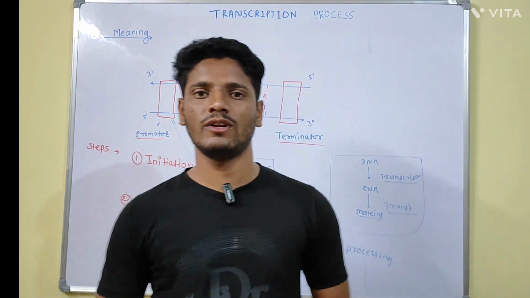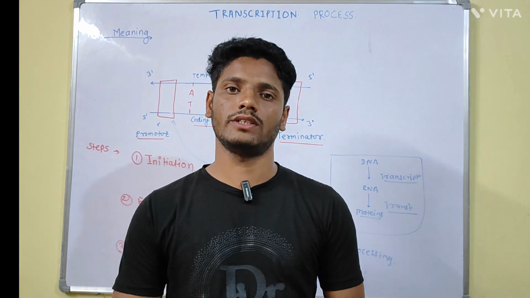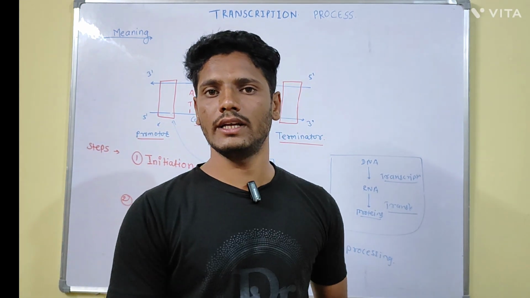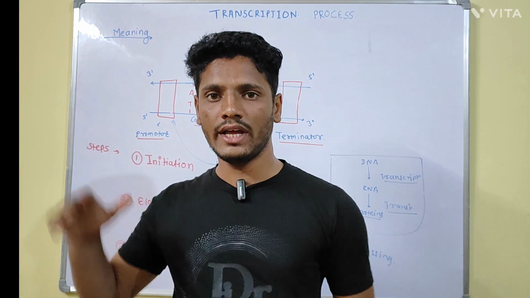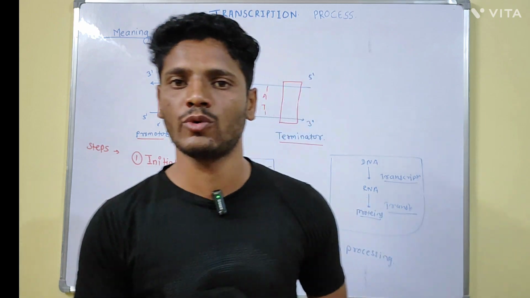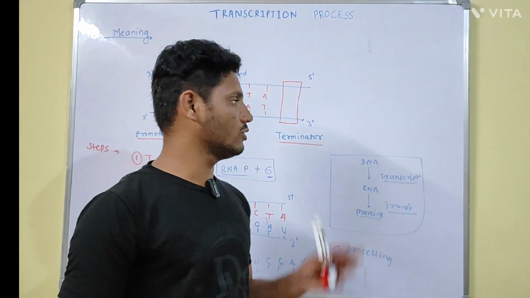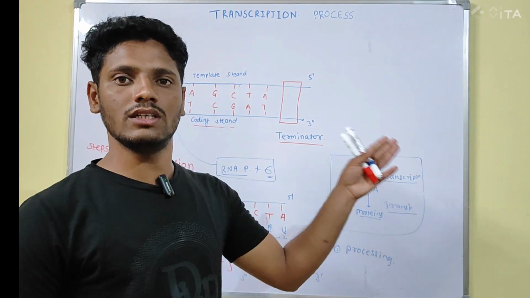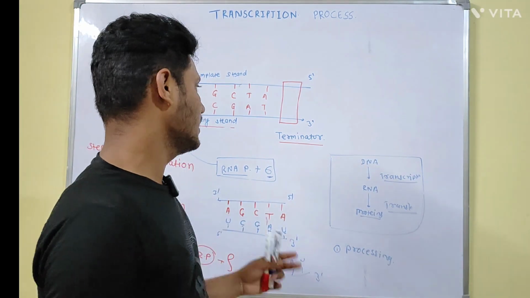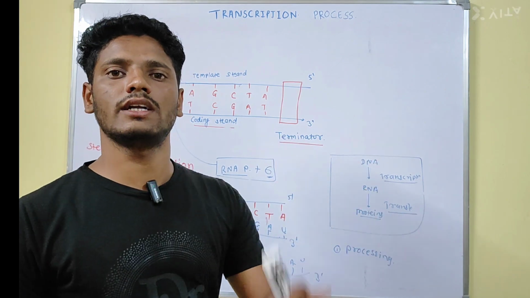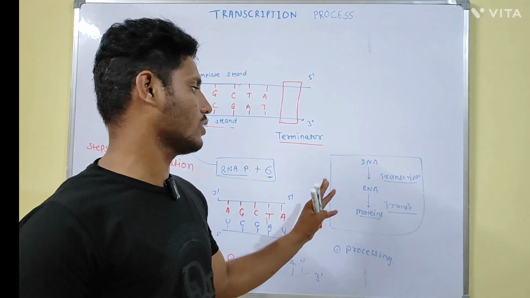Now listen carefully. What we have seen is that transcription is the formation of RNA from the DNA with the help of the RNA polymerase enzyme. Where does it take place? In prokaryotes, it takes place in the cytoplasm, while in eukaryotes, it takes place in the nucleus, in the G1 and G2 phases of the cell cycle.